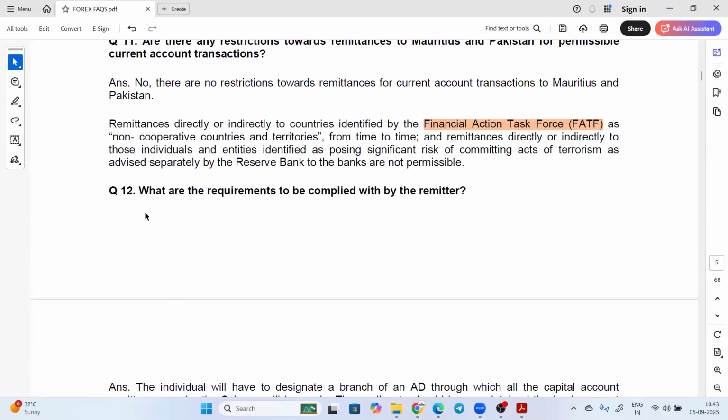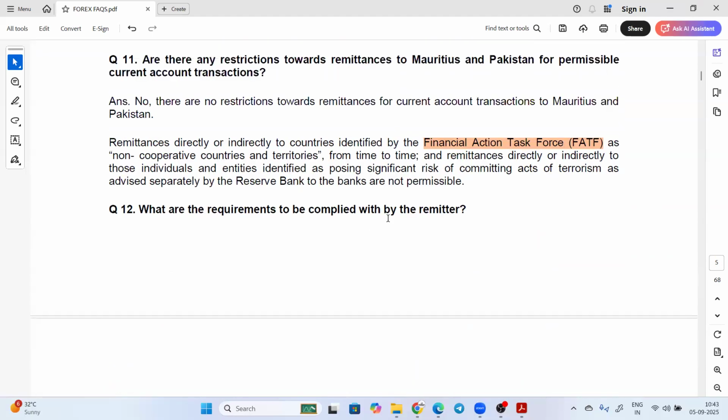So question number 12, what are the requirements to be complied with by the remitter? So what are the requirements of the remitter? We will discuss this question.